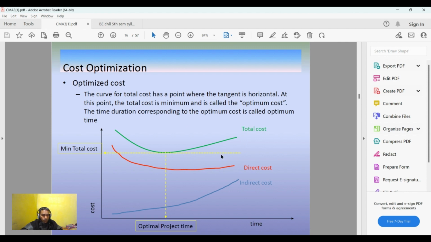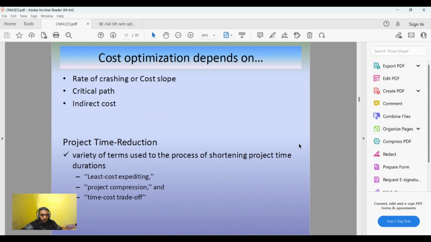Okay, so in cost time analysis problems, you are generally trying to find out the optimum cost and the optimum time duration. That optimization will depend upon the rate of crashing, the cost slope, as you've already seen in the problem. It depends upon the critical path, because we need to find the critical paths in order to crash particular activity durations. Then indirect cost is also very much important.